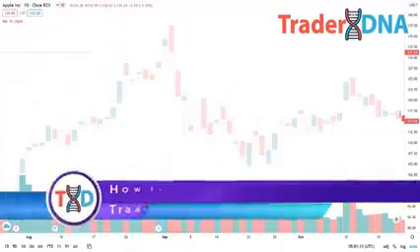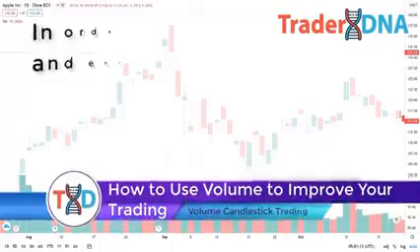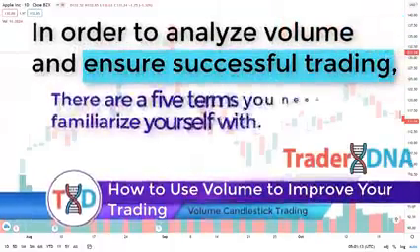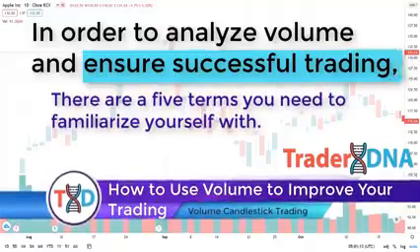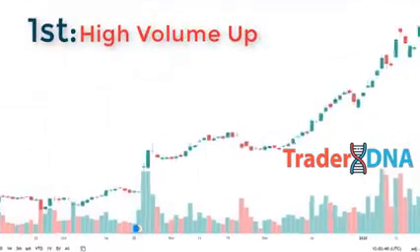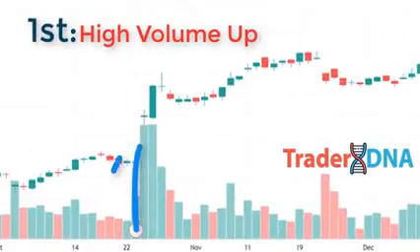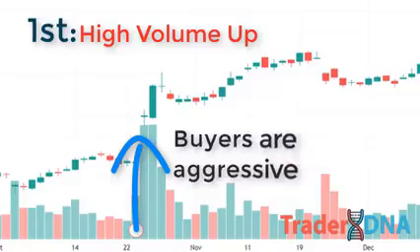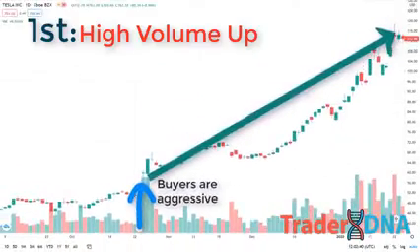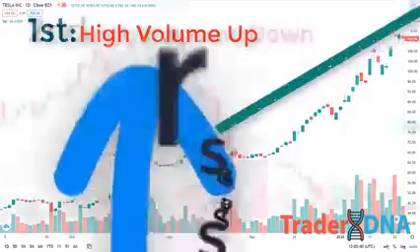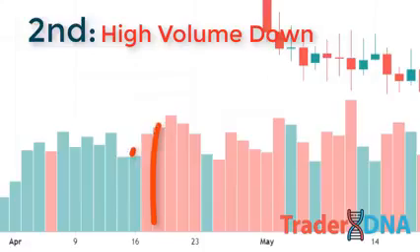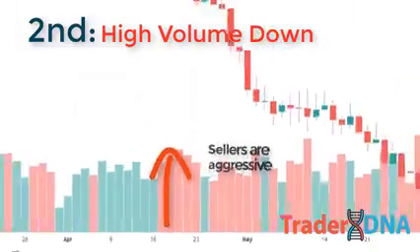How to use volume to improve your trading. In order to analyze volume and ensure successful trading, there are 5 terms you need to familiarize yourself with. They include: first, high volume up. This translates to more trading currently in play at the ask, which means buyers are aggressive, and as a result, it helps to identify trend changes, continuations and turns. Second, high volume down. This simply means that more trades are being made and sellers are aggressive.